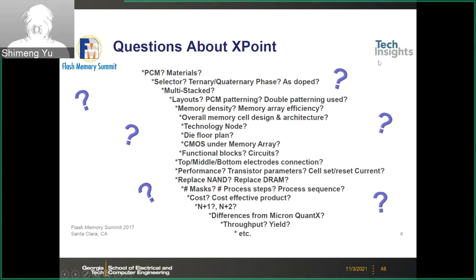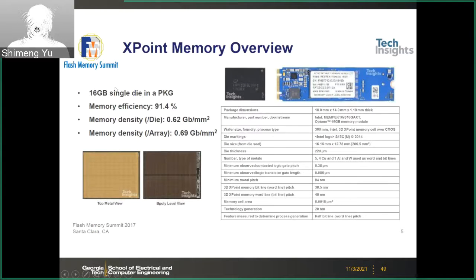Basically, TechInsights, which we introduced earlier, is a reverse engineering company. They bought the chip from Intel and Micron, and then did the reverse engineering to try to figure out what's inside. This is a report from TechInsights after they dug into the chip. This chip has 16 gigabytes of memory capacity, the array efficiency is pretty high, and the memory density is about 0.6 gigabit per millimeter squared.